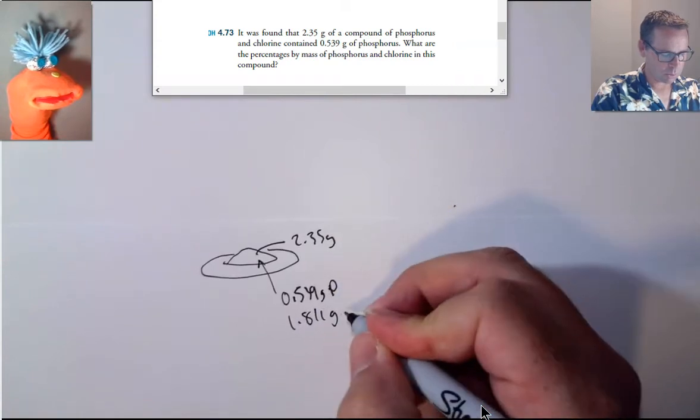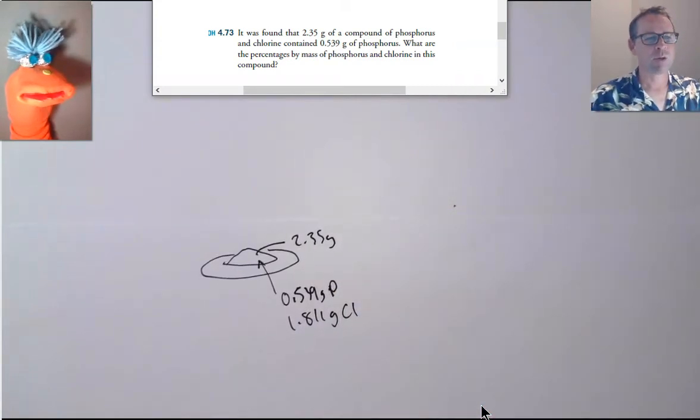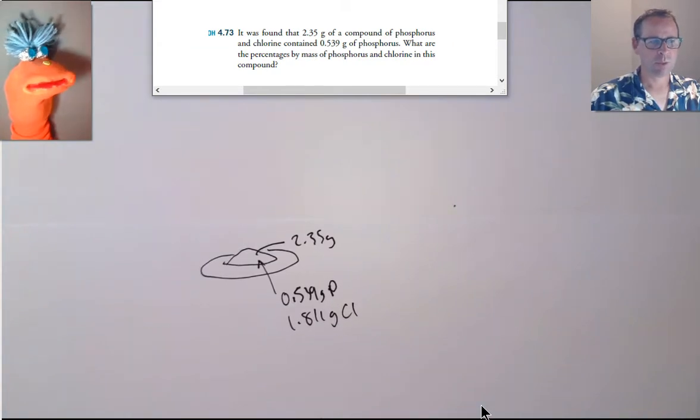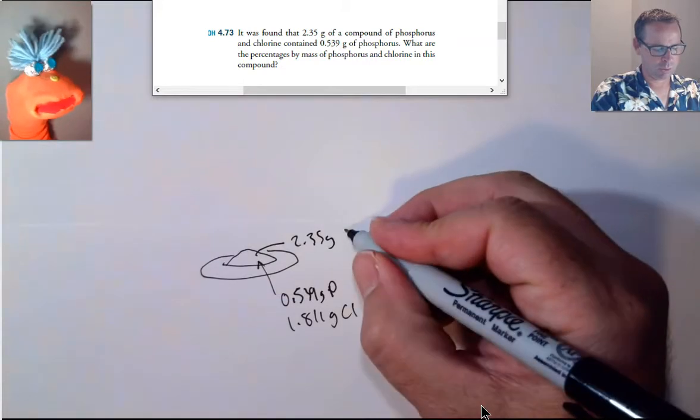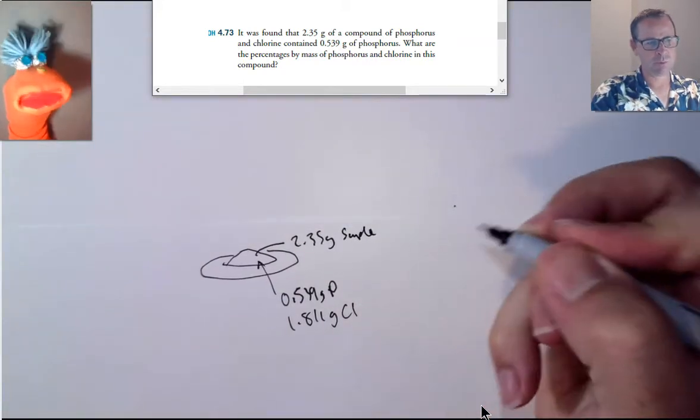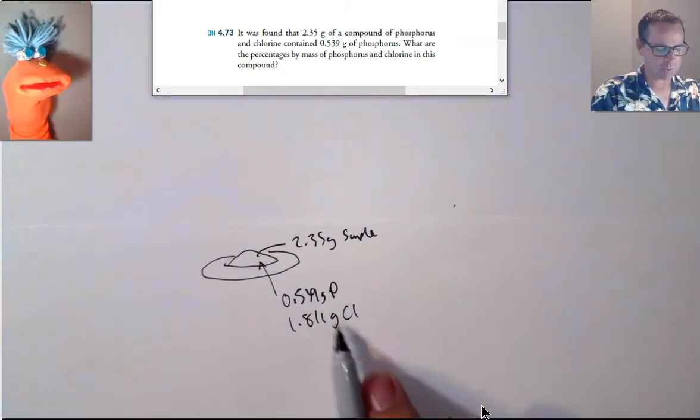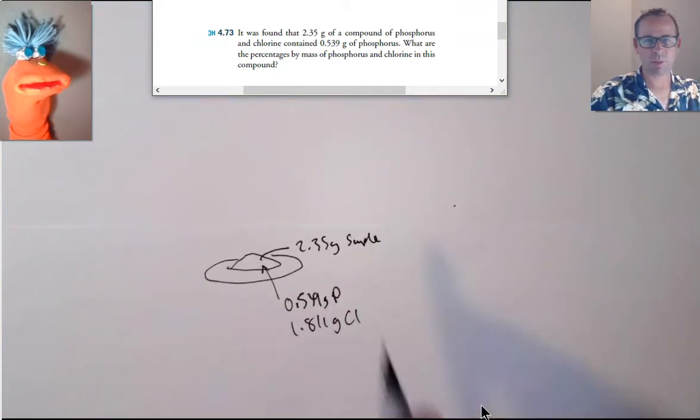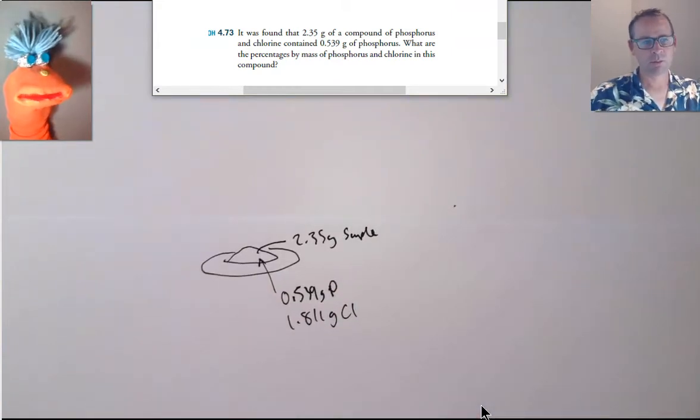grams of chlorine. And we want to know the percentage by mass of both. Well, you just take the phosphorus mass divided by the mass of the sample. That's right. And then do what? Times it by 100. And then the same thing with the chlorine. Chlorine mass over this, times 100. Is that right? Yeah. Okay. Very good. Excellent job.